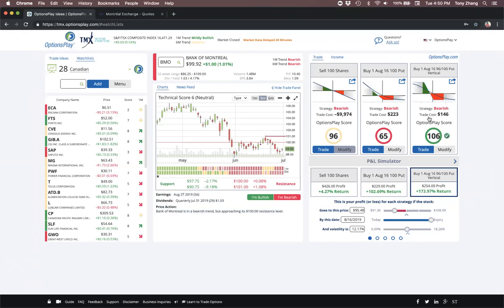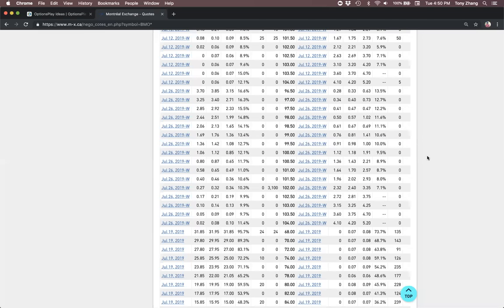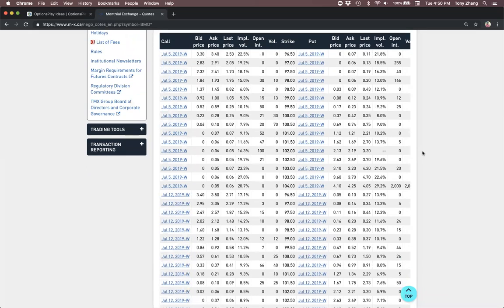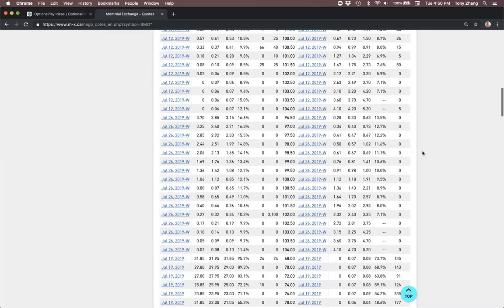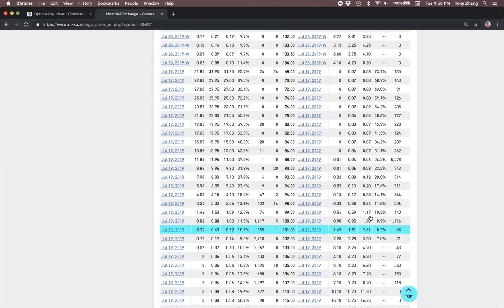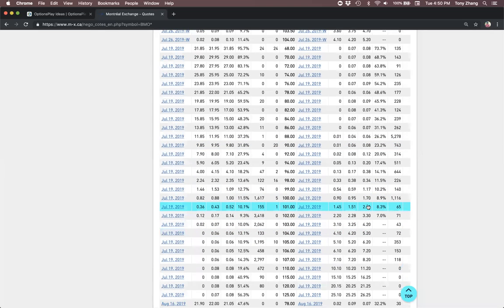And the main difference here is that when you have a bearish view on BMO, traditionally you would have to use a page that looks like this. You would have to know that puts are a bearish strategy. You would have to pick an expiration date. You would have to pick a strike price first before you can see some analytics on those individual options.